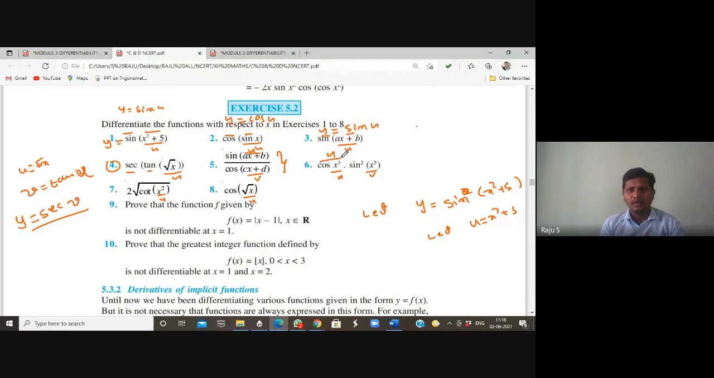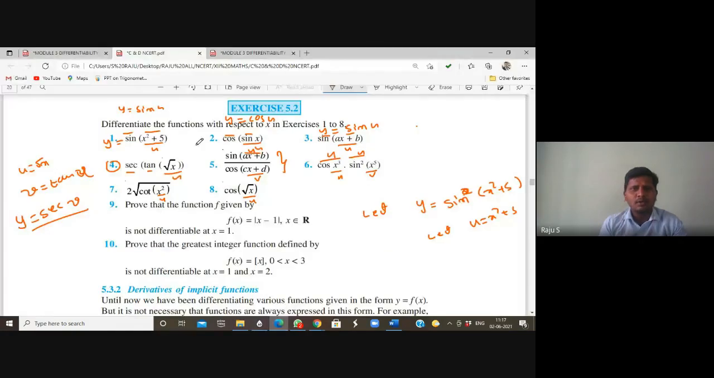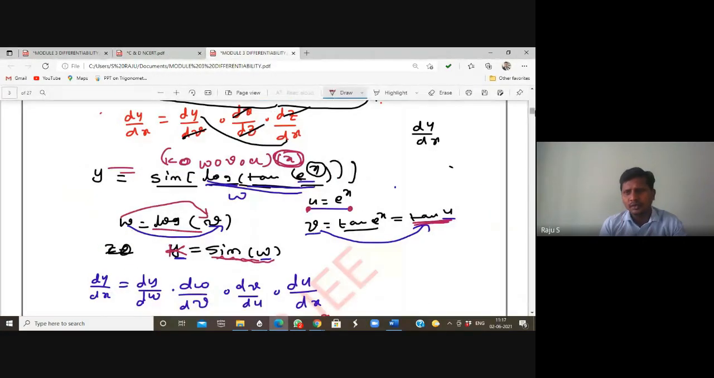So here the u by v formula, the quotient rule, you can apply, and the product rule, the uv rule, you can apply. The remaining two questions you can also do directly. Okay, before going to that, I am going to write the product rule and the quotient rule.